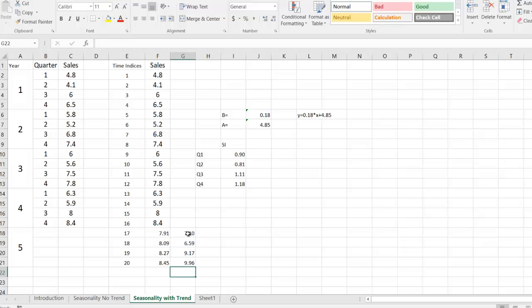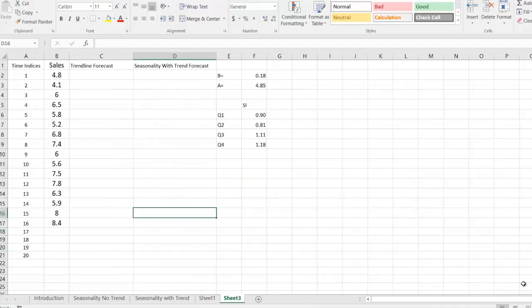So this will be our quarterly forecast for year 5. And to visualize the forecast accuracy of this method, we're going to graph the forecast alongside with the actual time series.